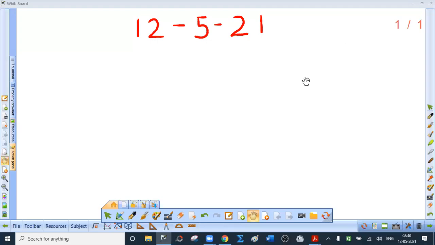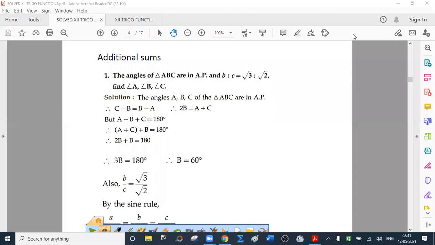Good morning. In the beginning, we will discuss two sums given for homework, one of which was prove cosine rule using sine rule. Now, the first sum: the angles of triangle ABC are in arithmetic progression and b is to c is root 3 is to root 2. Find all angles of the triangle.